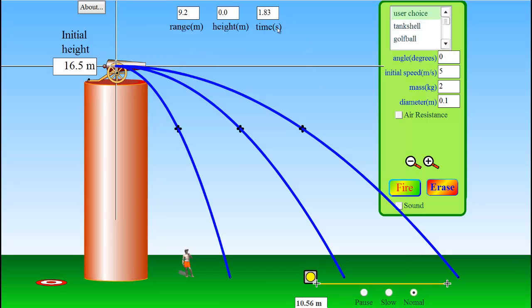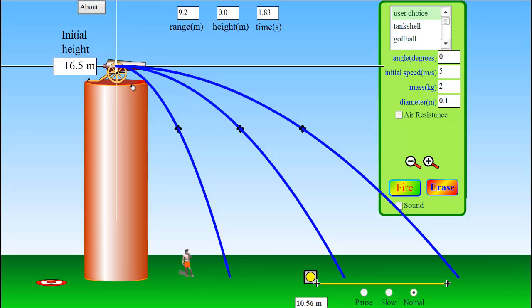Once again, 1.83 seconds. The point here is that the time it takes for the projectile to reach the ground is controlled entirely by the vertical motion and not at all by the horizontal motion. These black tick marks represent the position of the projectile at 1 second. So you can see 1 second after they're fired, the projectiles are all at the same altitude. They all fall down at the same rate.